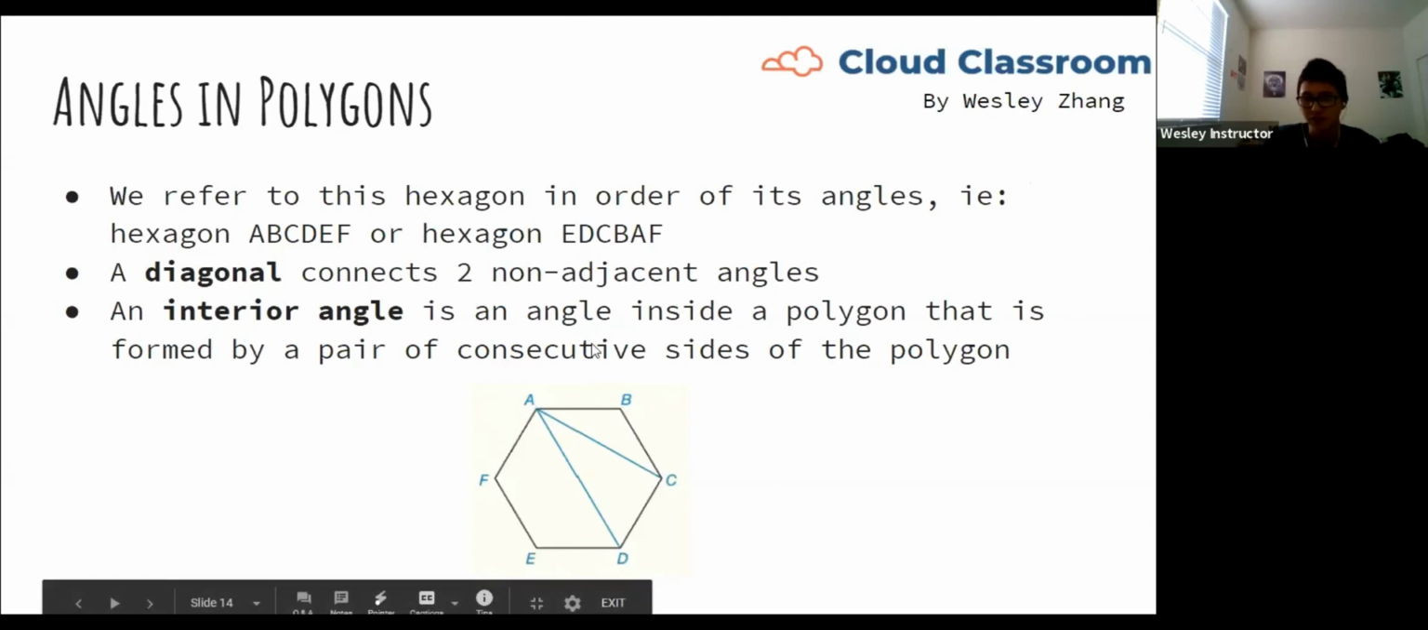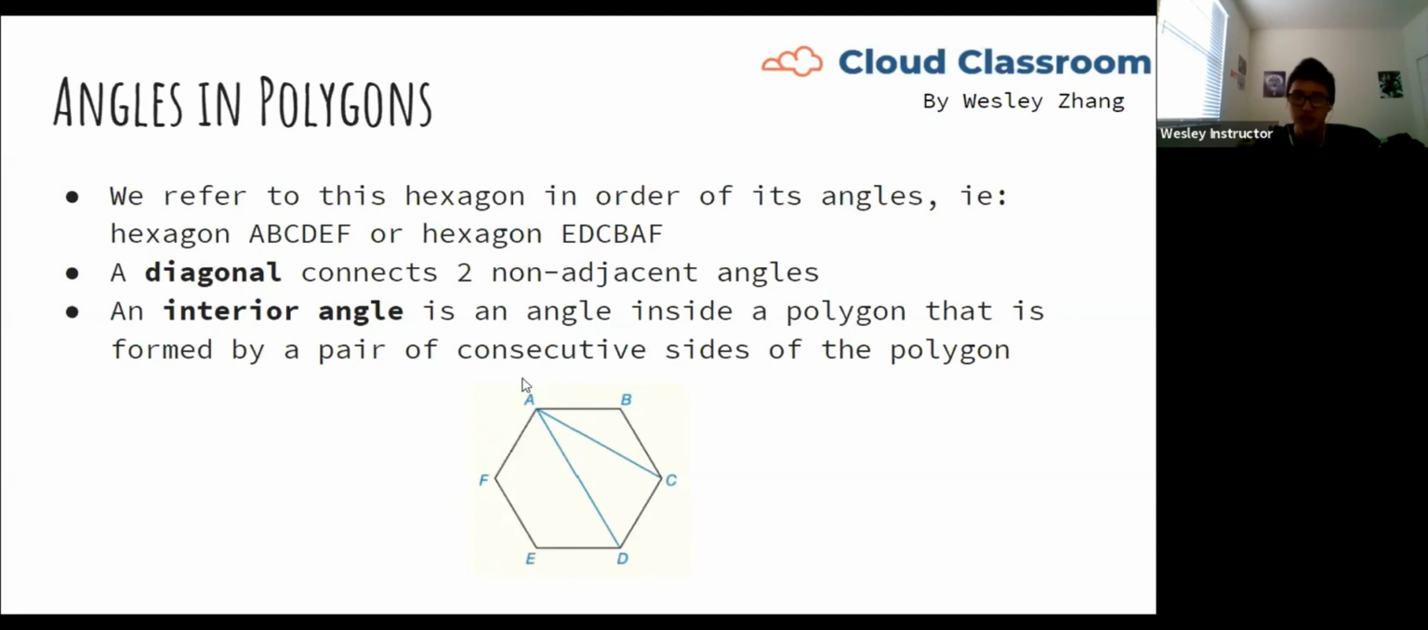We can't skip around. We can't call it hexagon ACFEDB. That's out of order. We can't do that. So it doesn't matter which angle or vertex you start at, you just have to go in order.